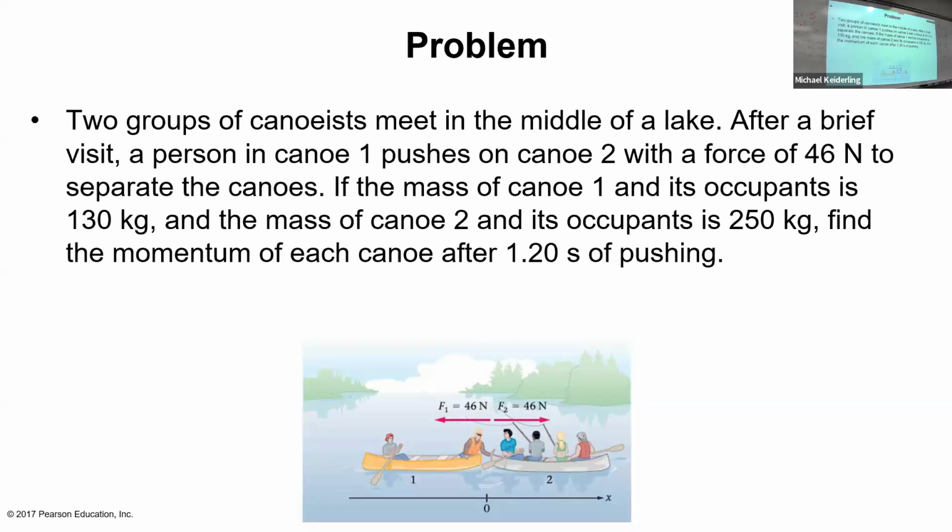So two groups of canoeists meet in the middle of the lake. After a brief visit, person in canoe 1 pushes on canoe 2 with a force of 46 newtons to separate the canoes. If the mass of canoe 1 and its occupants is 130 kilograms, and the mass of canoe 2 and its occupants is 250 kilograms, find the momentum of each canoe after 1.2 seconds of pushing.